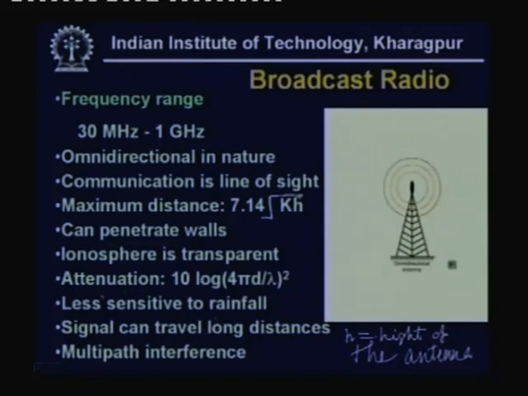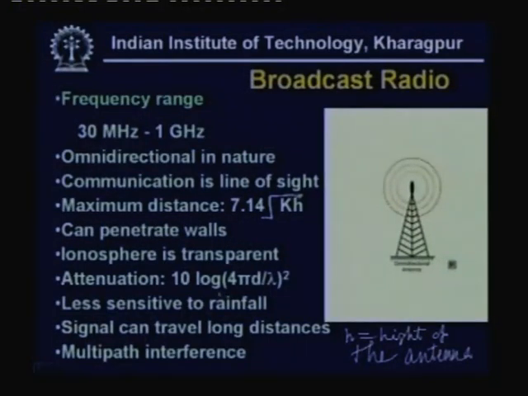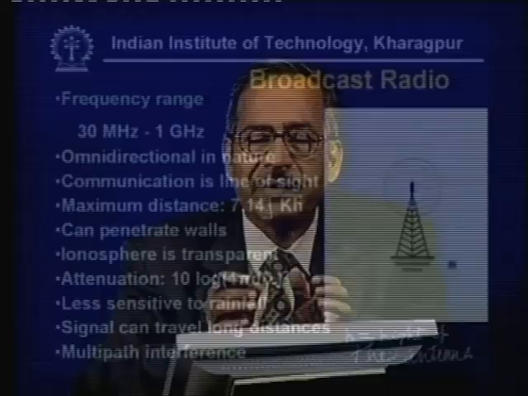However, here the attenuation is dependent on two parameters, and it is given by this relationship: 10 log (4 pi d / lambda) squared. As you can see here, d is the distance. The attenuation increases at the rate of d squared. As the distance increases, the attenuation increases significantly. That is why the longer the distance, the weaker the signal. Moreover, the attenuation is inversely proportional to the square of the wavelength. That means higher frequencies are attenuated more than lower frequencies.